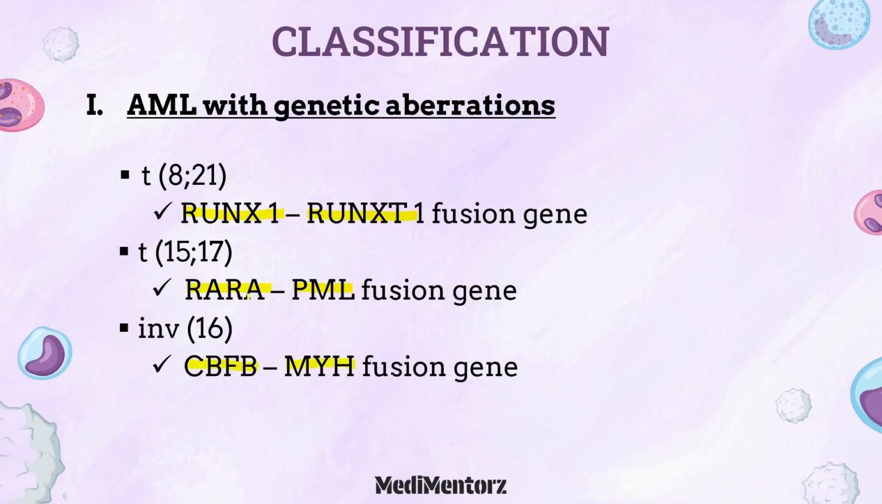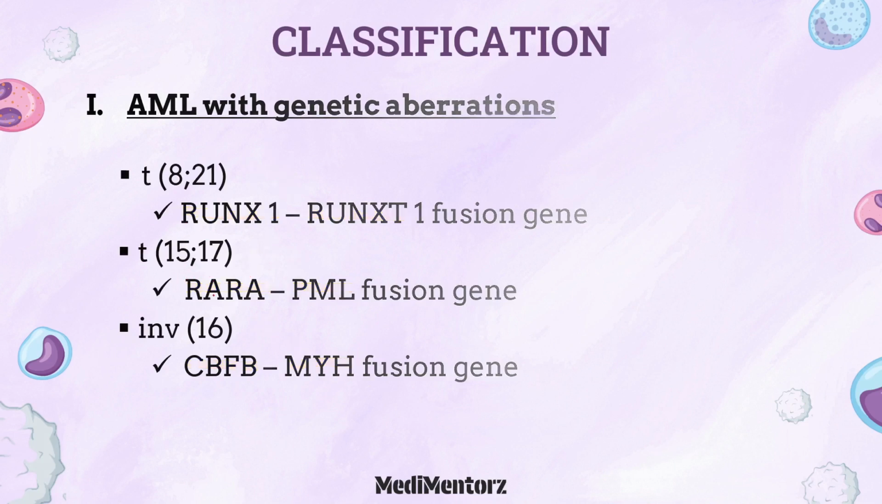So, the point to notice here is that the translocation 8;21 is associated with the M2 type of the AML, whereas the translocation between 15 and 17 is associated with the M3 type of the AML, and the inversion 16 is associated with the M4 type of the AML.